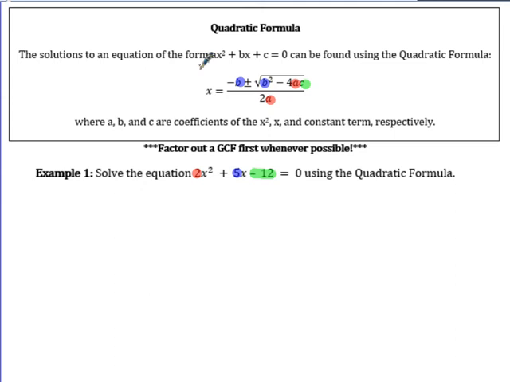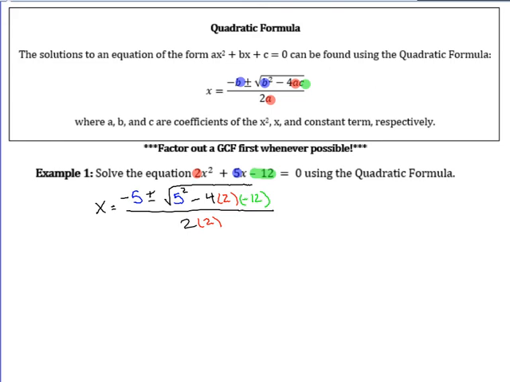And so we're going to plug it in and go. x equals negative b, and b is 5. So negative 5 plus or minus the square root of b squared, so that's going to be 5 squared, minus 4 times a times c, which is negative 12. And all of this is over 2 times a.